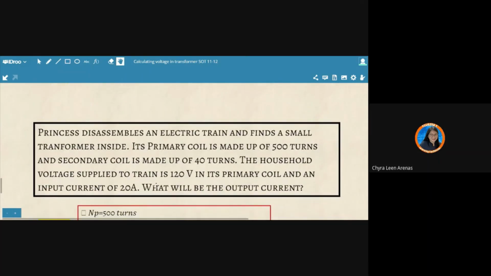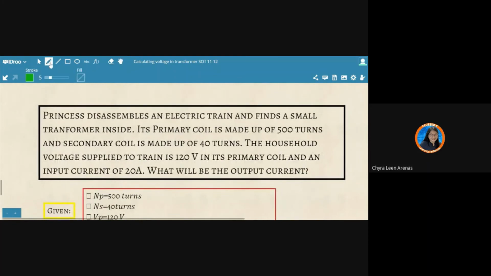The first given that we have is actually NP. Let's identify why it becomes 500. Because it said here our primary coil is made up of 500 turns. So NP is equal to 500 turns. And in our secondary coil, it becomes 40 turns.